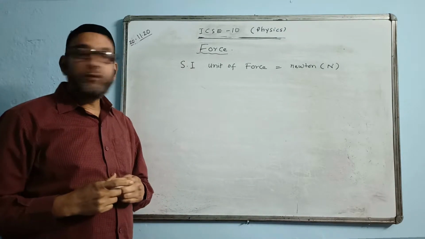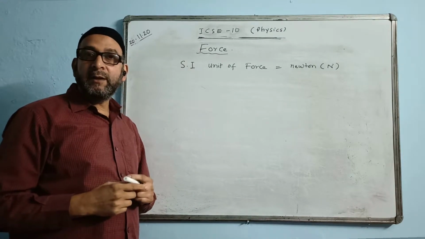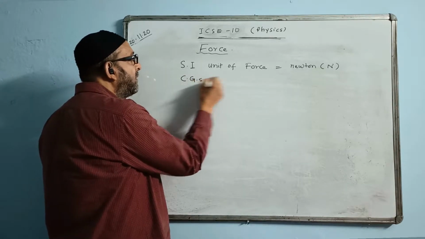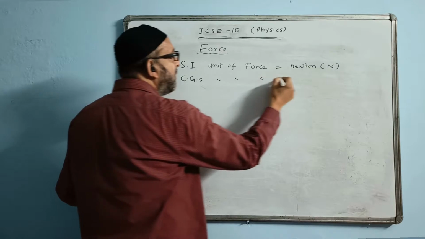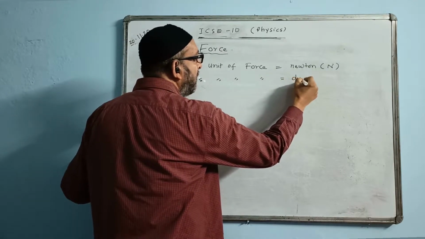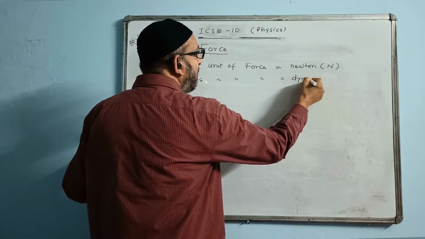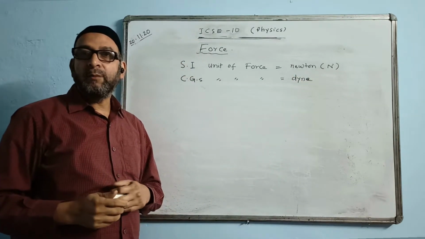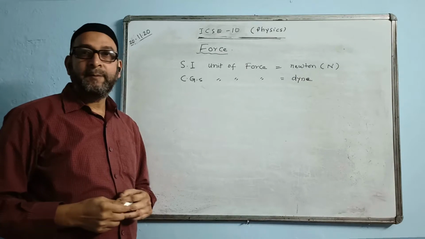What is the CGS unit of force? CGS means centimeter gram second one. CGS unit of force is what? You should have some idea. CGS unit of force is dyne, D-Y-N-E, and there is no abbreviation or symbol for it. You have to write full dyne.